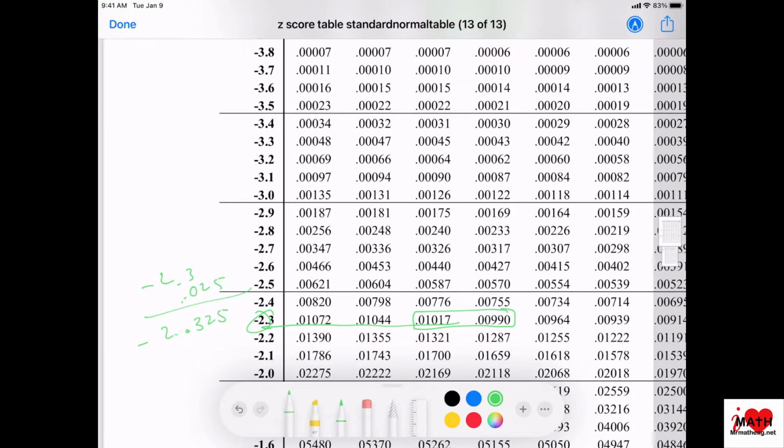Okay, let's summarize what this means. A 1% is equivalent to a z-score of negative 2.325. A percent under the curve of 1% is equal to a z-score of negative 2.325.